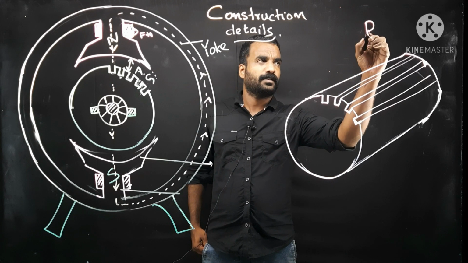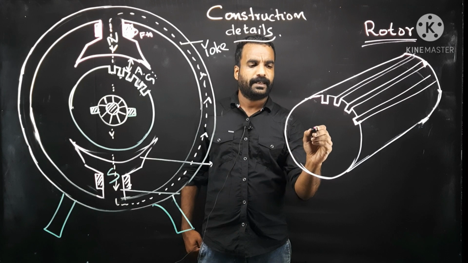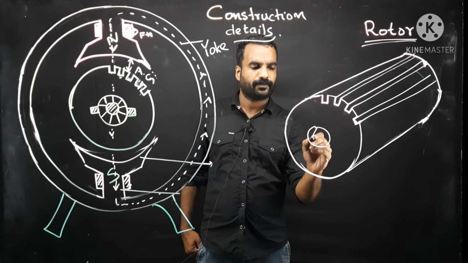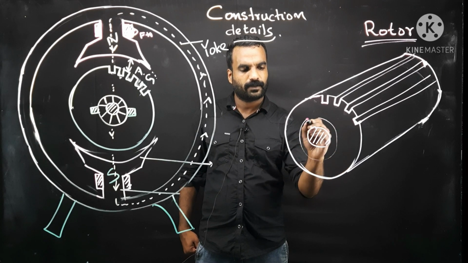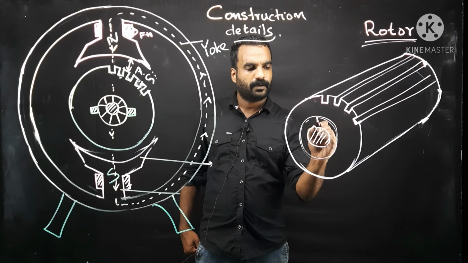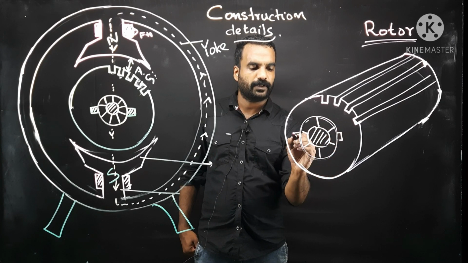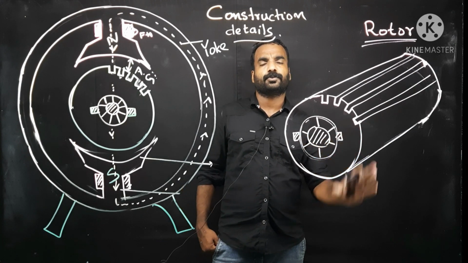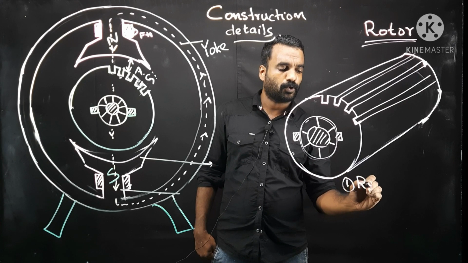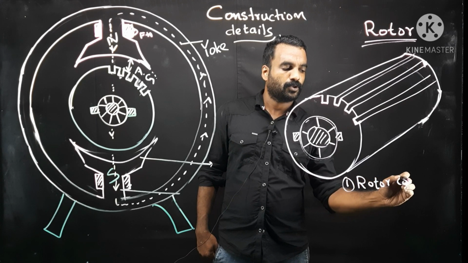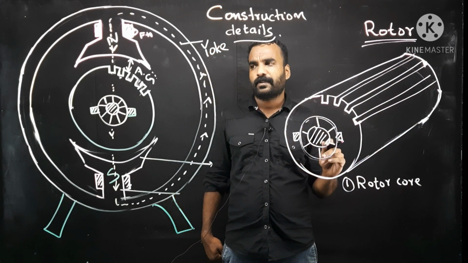Okay, now we are going to the rotor side. This is the rotor. Inside it there is a shaft, and the commutator will also be here. Commutator segments will also be visible here, and your brushes will be here. This is the arrangement of a rotor. So the first part inside the rotor is the rotor core. Rotor core means this thing, the big cylinder. This is the rotor core.